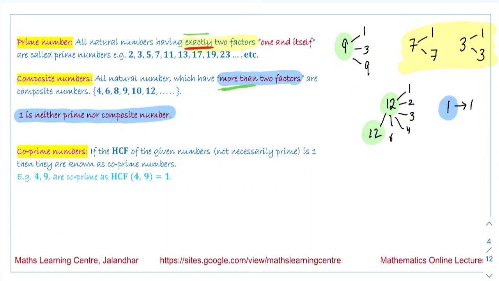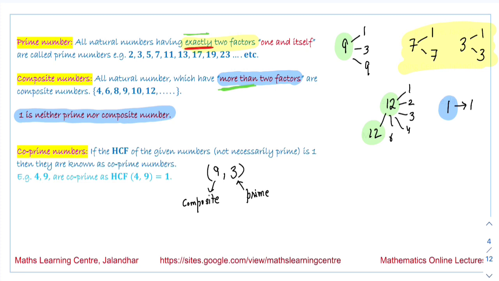Now next we have the definition of co-prime numbers. Co-primes are in pairs, so we are talking about two numbers. Suppose I am talking about the numbers 9 and 12, or say the numbers 9 and 3. What we have seen is that 9 is composite and 3 is prime. Individually, 3 is a prime number and 9 is a composite number.